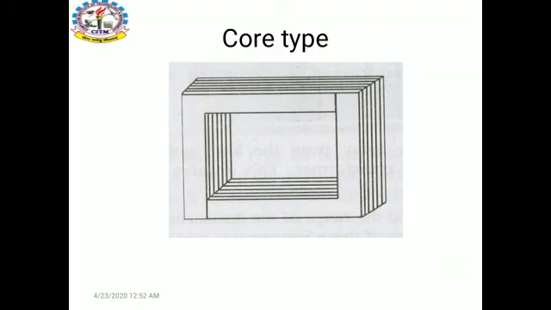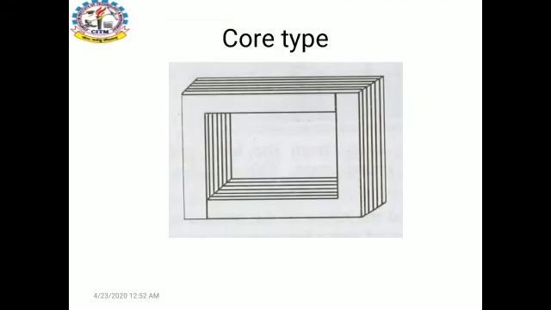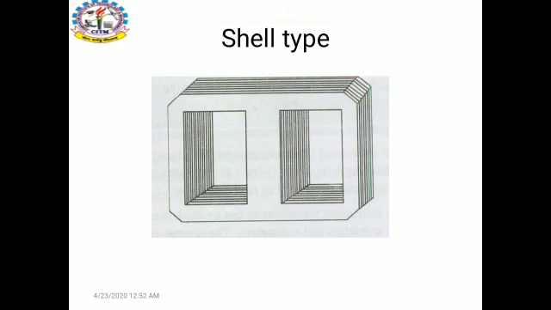There is a structure of L shape. We can say that two L shapes are combined with each other, and this is the core of the transformer. One by one, this core is laminated with insulation, and this can also be for gapping purposes. Shell type: in the shell type, the windings are placed on the central limb. It means that this is a shape of E. Thus, it gives better protection to the winding. As I told you, it's a shape of E, or you can say that there are two windows.